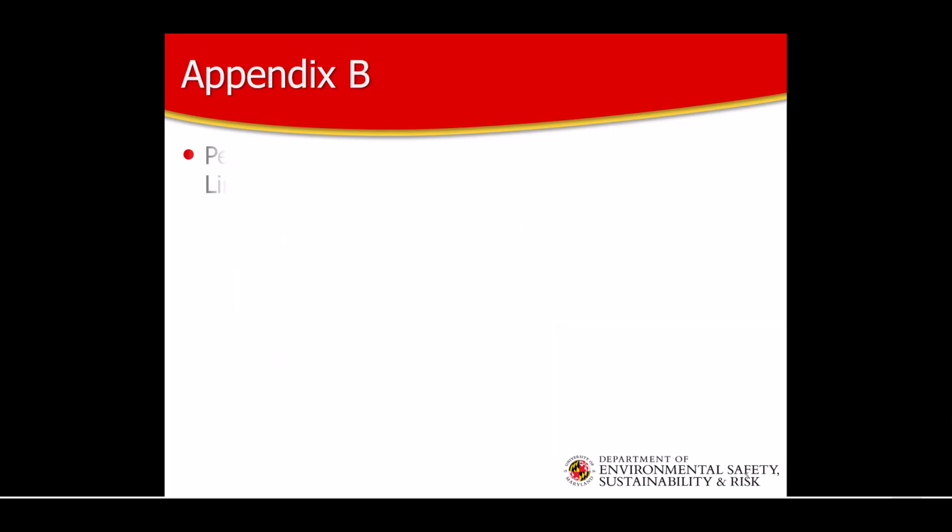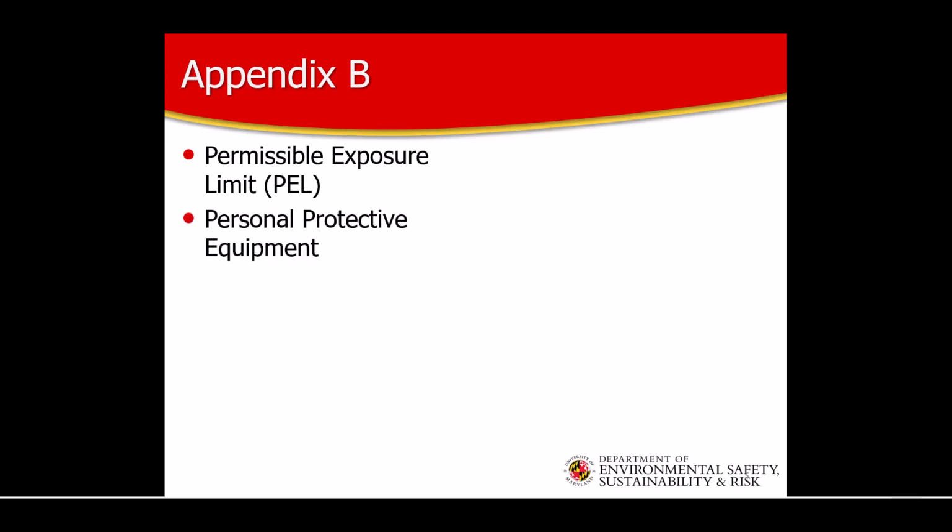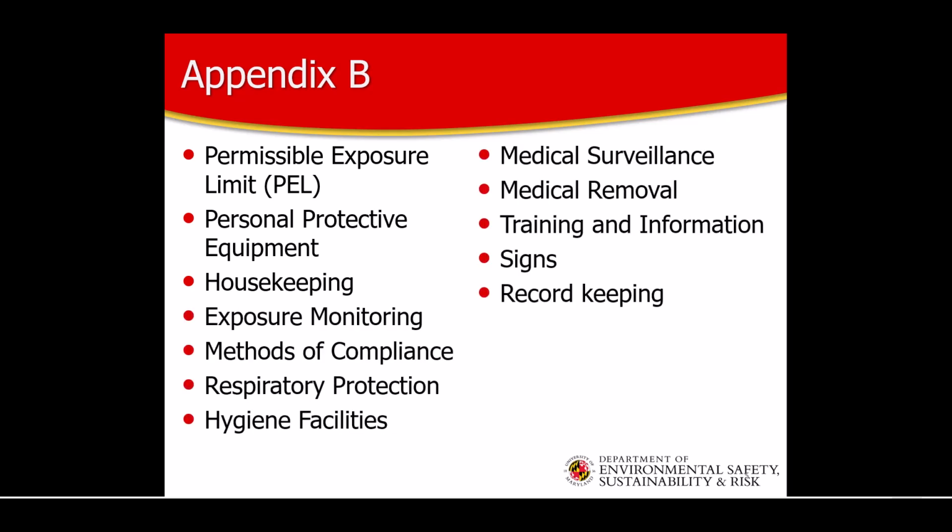We'll also discuss the contents of Appendix B, such as permissible exposure limits, or PEL, personal protective equipment, PPE, and housekeeping practices. A lot of what Appendix B covers is what lead abatement workers would be doing to remove lead from campus, but they're considered necessary topics to cover to have a better understanding of lead and how we would protect ourselves from it.